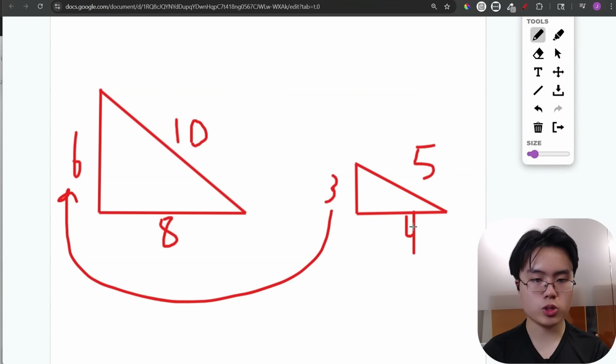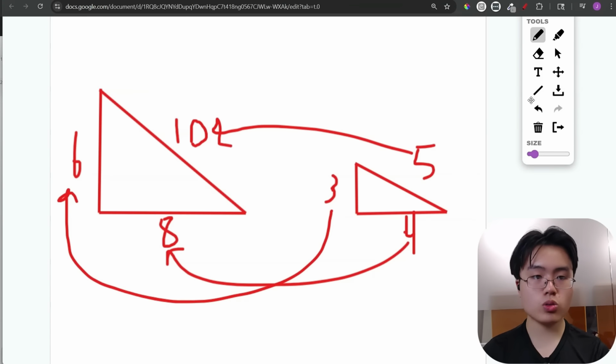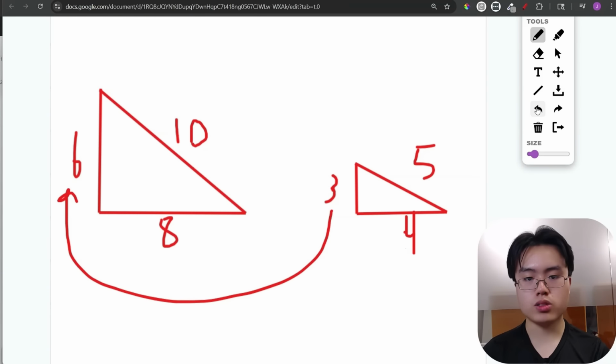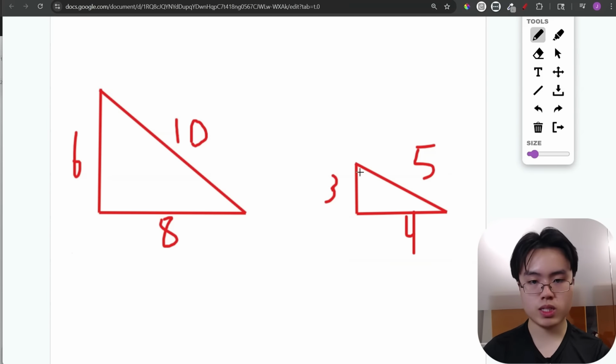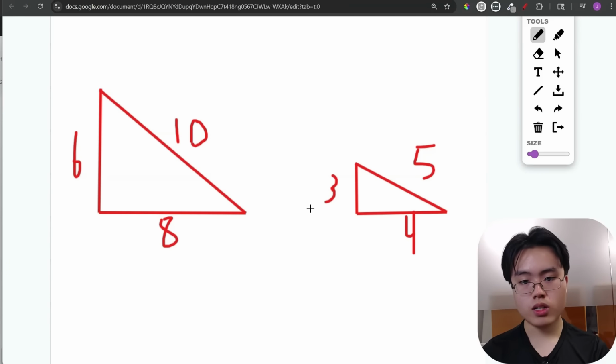Same thing for the bottom. You multiply by 2 from this one to get to this one. Same thing for this one: you multiply 5 by 2 to get to 10. So it's always multiplying by 2, and this is what similar shapes means. It doesn't have to be 2, but you have to multiply by the same number from each side to get to the other side.